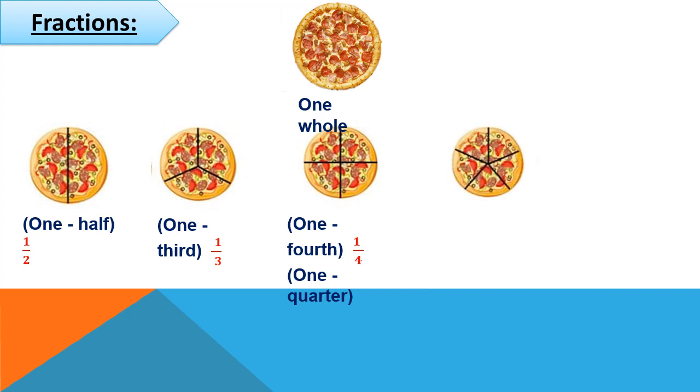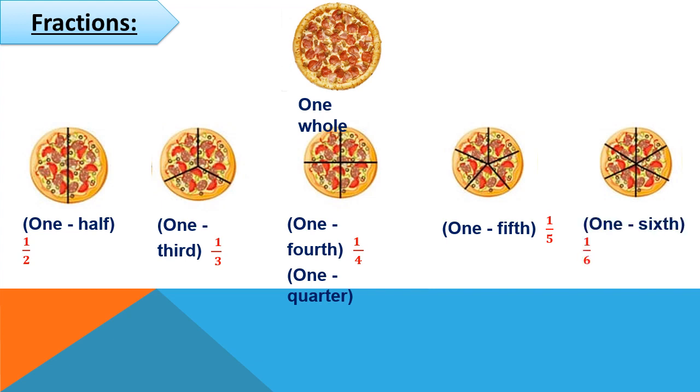If I have five kids and I want to distribute my whole pizza between five kids equally, each one will take 1/5, and it can be written like this, 1/5. If they are six kids, I will distribute the same pizza between them, and each one will take 1/6, and it can be written like this, 1/6.